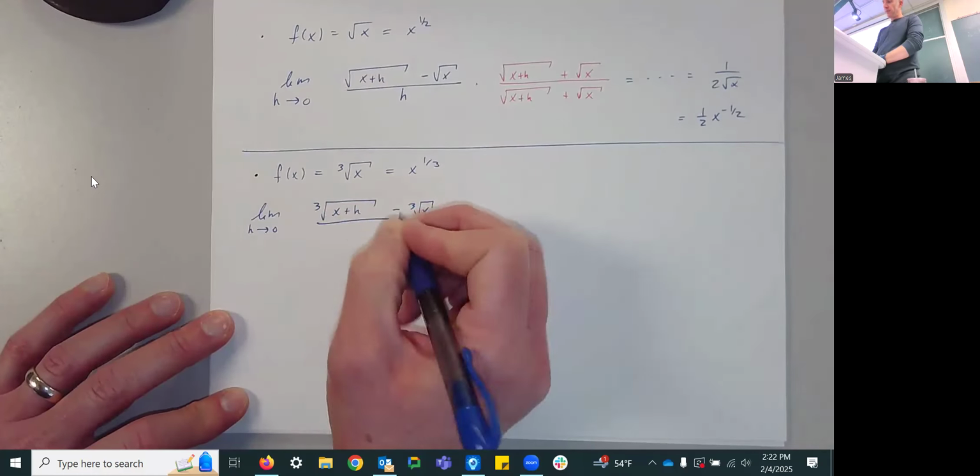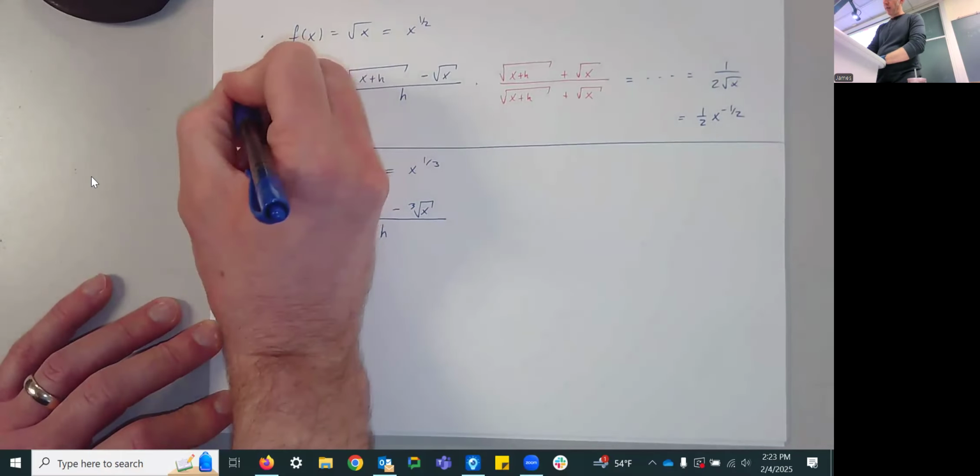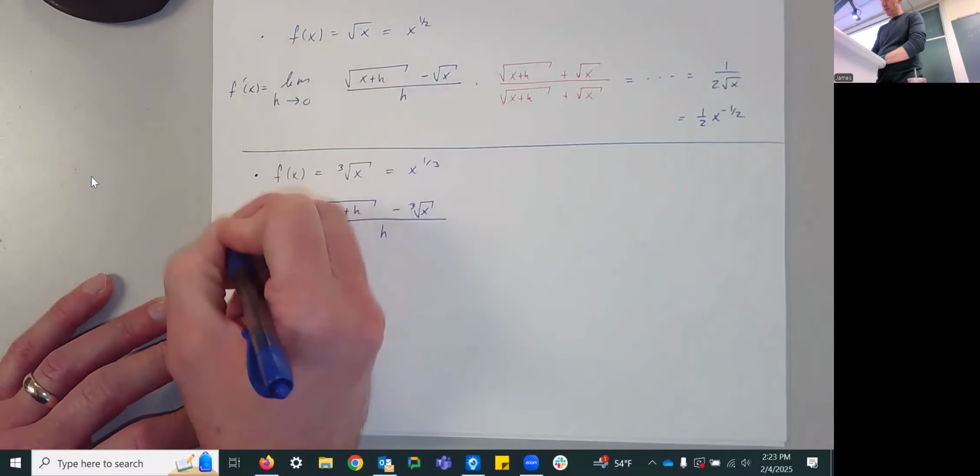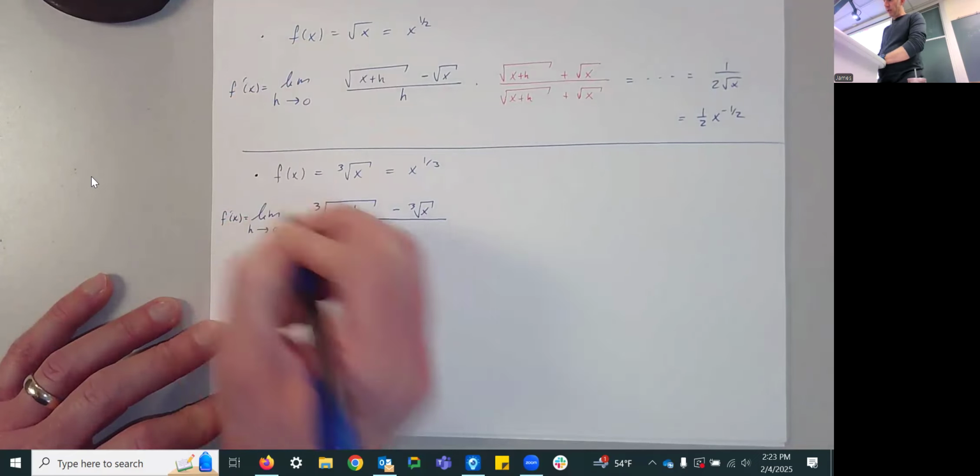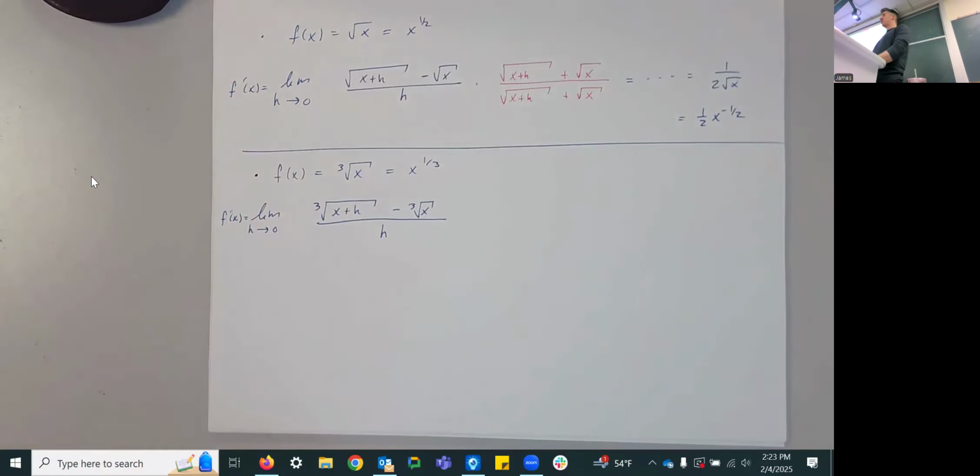So here's what we're looking at. And I should write f prime of x. Sorry about that. So we're looking at the cube root of x plus h minus the cube root of x all divided by h. And we are going to multiply by something that kind of acts like the conjugate, but it's a little bit different. Here's what we're looking at. And we're going to come back to this in just a second.